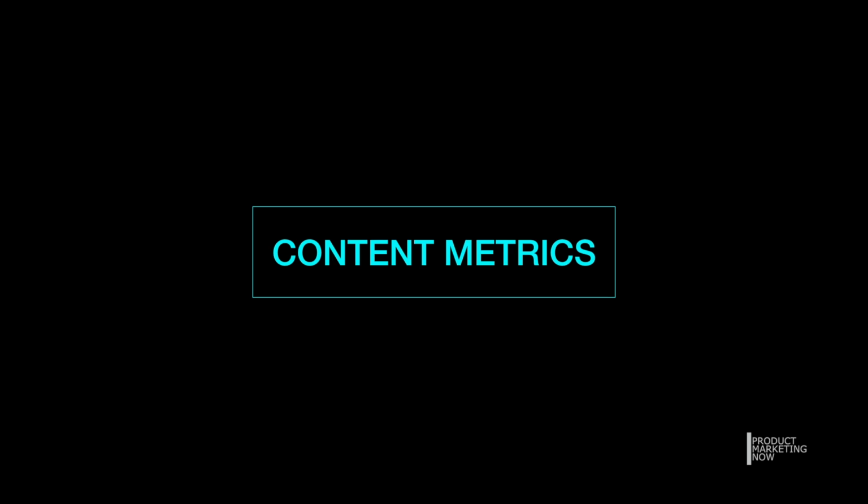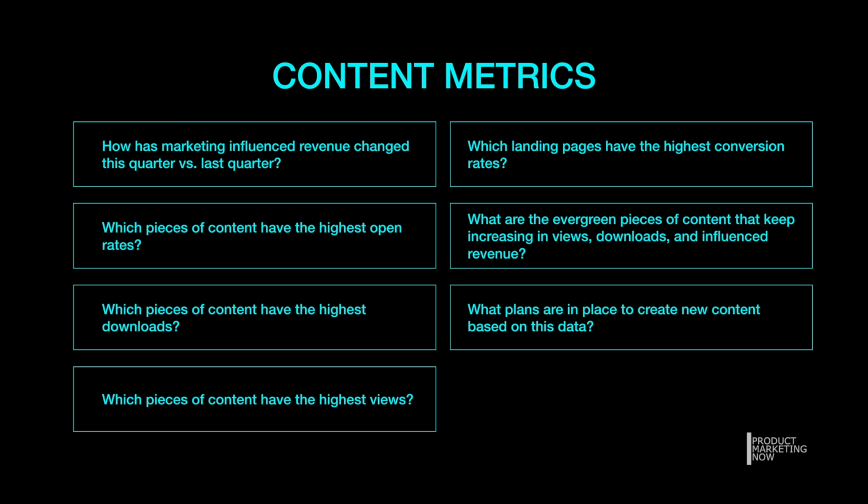For content metrics, how has marketing influence revenue changed this quarter versus the previous period? Which pieces of content have the highest open rates? Which pieces of content have the highest number of downloads? Which pieces of content have the highest views? Which landing pages have the highest conversion rates? What are the evergreen pieces of content that keep increasing in views, downloads, and influenced revenue? What plans are in place to create new content based on this data?